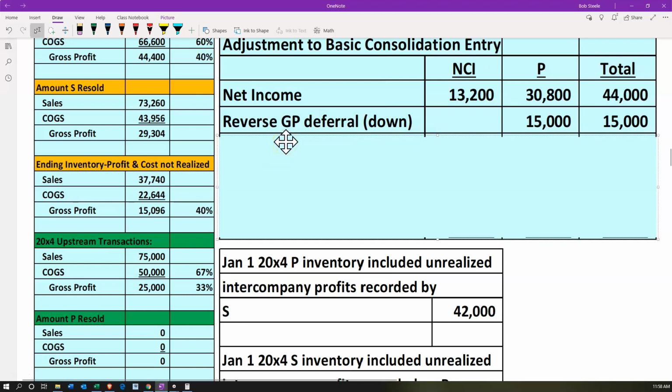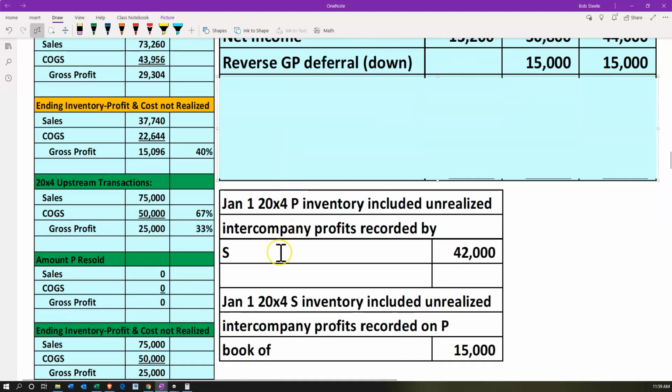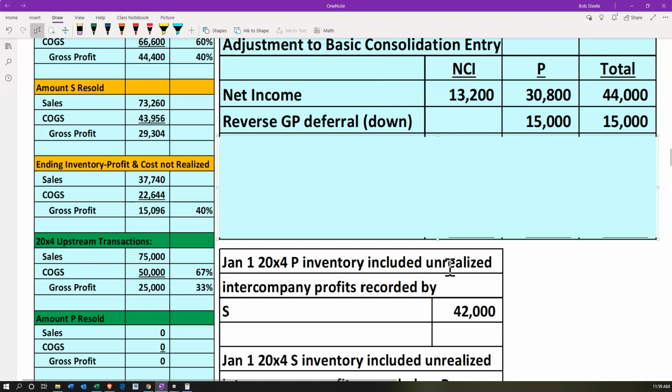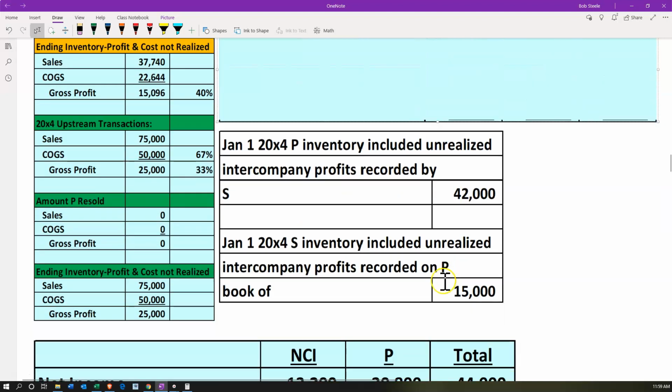So we're talking about down, meaning a transaction that went from P to S. This is basically a prior year transaction. So you're thinking about this as something that happened prior to the year that you're consolidating in. And that was given to us in the problem where it says, January 1st, the beginning of the year, meaning the transaction that happened last year that resulted in the ending inventory in the current year was 2000 XP. P inventory included unrealized intercompany profits recorded by S of 42,000. So there's the 42,000, and then this one is the one we want.